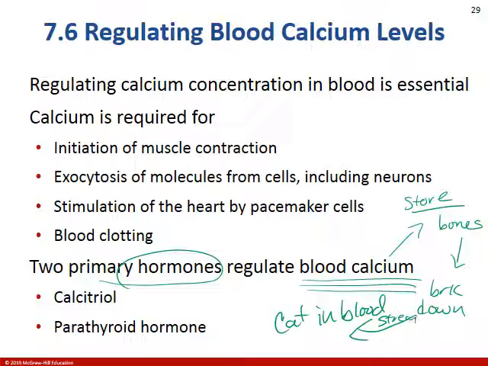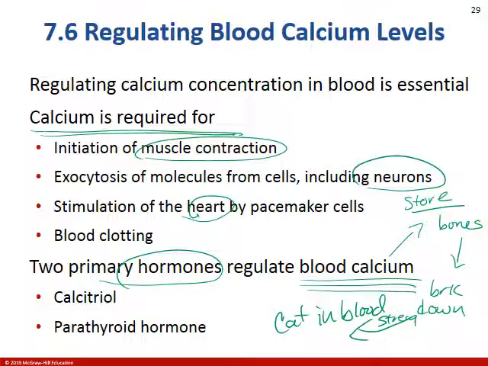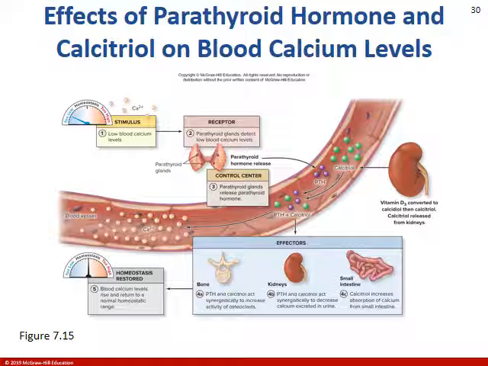And why would we want to do this? What do we need calcium for? For the heart to work, muscle contraction, all of it. The heart, smooth muscle, skeletal muscle, for all your neurons to fire, for blood clotting, we have to have enough calcium in our blood for all of these activities. So we have two hormones that we need to talk a little bit about.